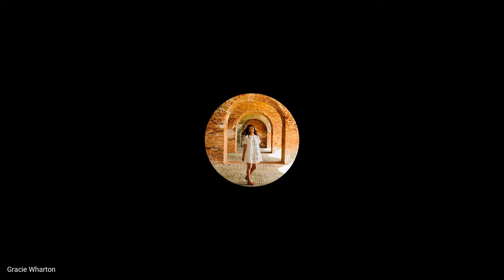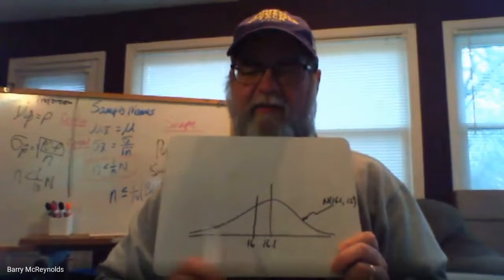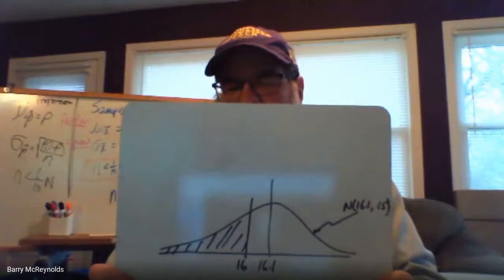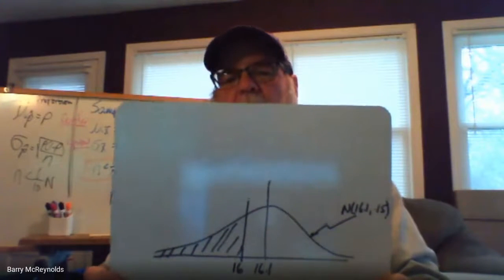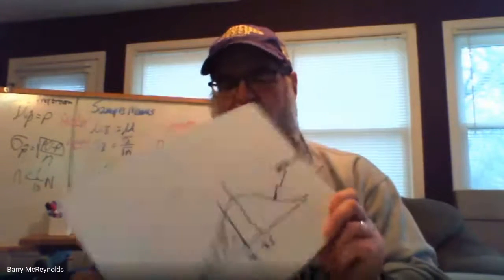Let me go back and look at the first part. Okay, so we want to find the probability that a single jar is less than 16 ounces. So that's this area. That's that area right there, right? Less than 16 ounces, a single jar. We want to compare that to the probability of a sample of 10 jars. So before we do that, we have to ask the question, is the 10% condition met? So tell me, is the 10% condition met here?